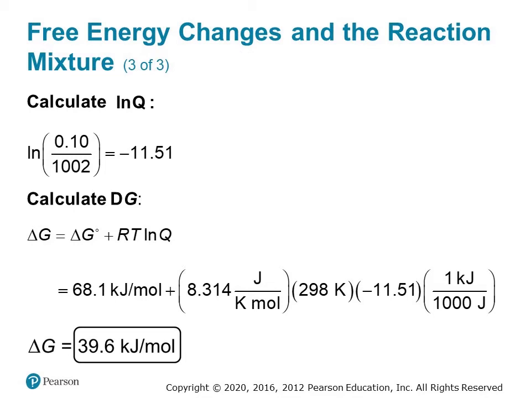We then plug this in for the rest of the equation using 8.314 joules per mole Kelvin for R, 298 Kelvin for the temperature T, and a conversion factor since R uses units of joules, but delta G uses units of kilojoules. Taking everything into account, we get a delta G value of positive 39.6 kilojoules per mole. Since this is positive, of course, the reaction is not spontaneous in the forward direction.